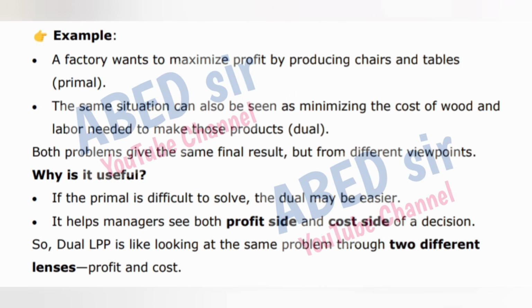Example: a factory wants to maximize profit by producing chairs and tables, primal. The same situation can also be seen as minimizing the cost of wood and labor needed to make those products, dual. Both problems give the same final result, but from different viewpoints. Why is it useful? If the primal is difficult to solve, the dual may be easier. It helps managers see both profit side and cost side of a decision. So, dual LPP is like looking at the same problem through two different lenses, profit and cost.